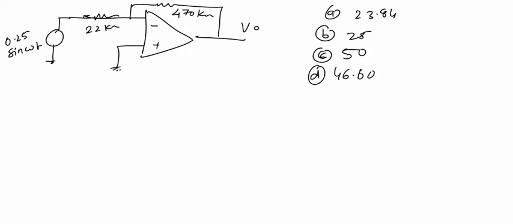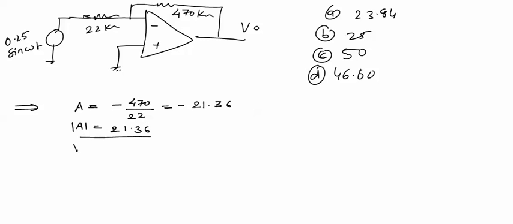The equations required to solve this problem we have already seen. From the given figure we can calculate its gain. As it is an inverting amplifier, gain A equal to minus 470 kilo ohms divided by 22 kilo ohms, which comes out to be minus 21.36, and magnitude of gain is equal to 21.36.